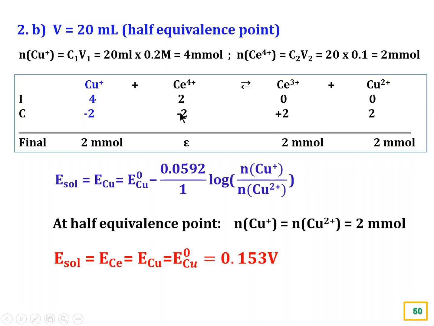Is it necessary to do this calculation at half equivalence? It's not necessary to construct the table of conversion. We can say that at half equivalence, half of the Cu+ has been transformed to Cu2+, so the numbers of moles are equal, and directly we can apply E of the solution equals E0 of the couple Cu2+/Cu+.